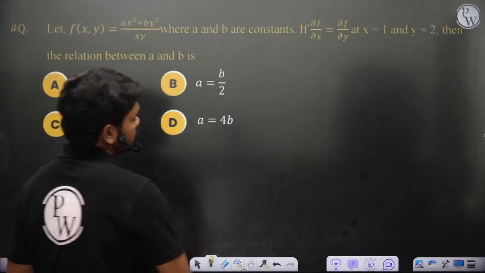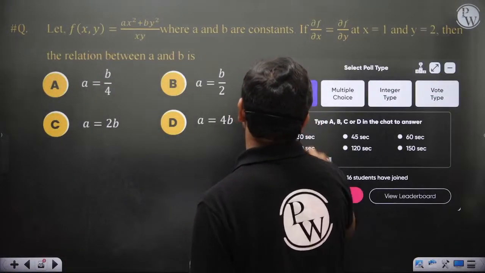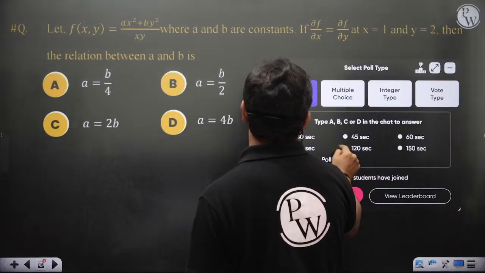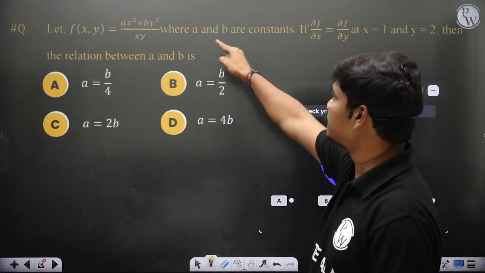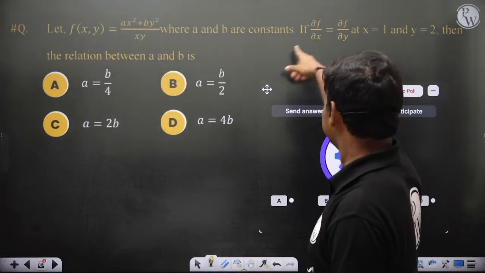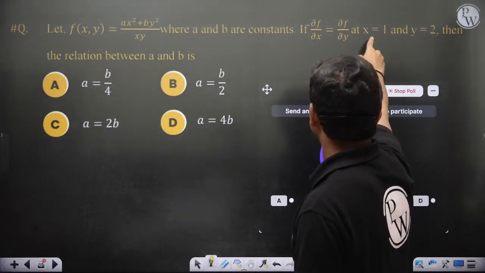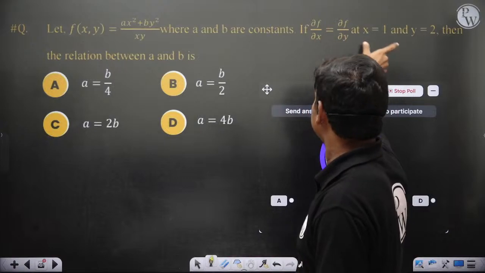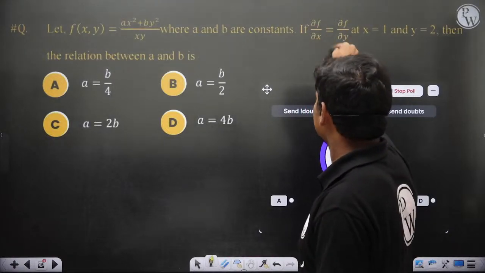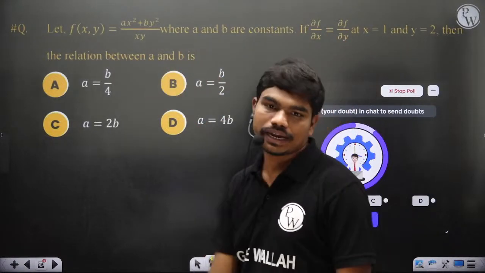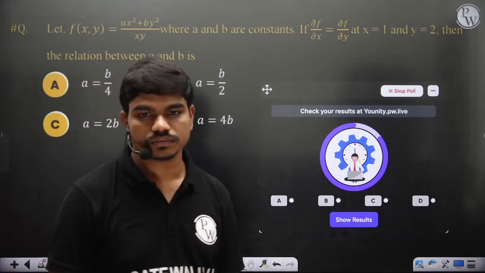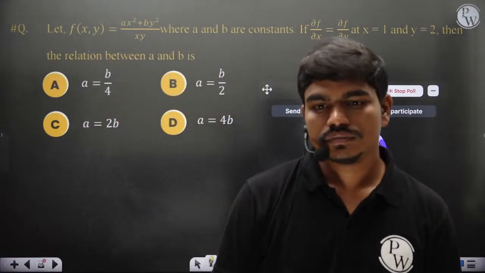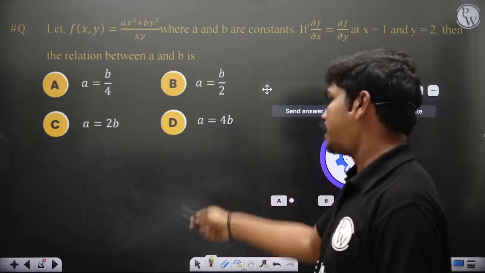Calculate this single choice question, and I'll give you some 120 seconds. F of x, y is (ax² + by²) by xy, where a and b are constants. If ∂f/∂x is the same as ∂f/∂y at x equal to 1 and y equal to 2, at this point (1, 2), then what would be the relation between a and b? Come on, do this question. ABCDs, okay, you can mark the poll.